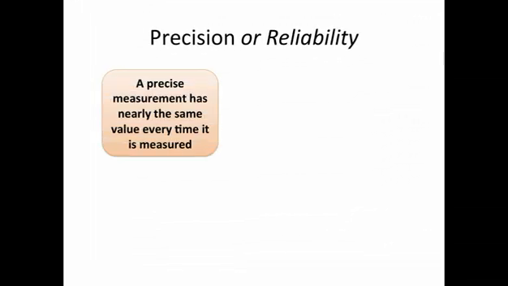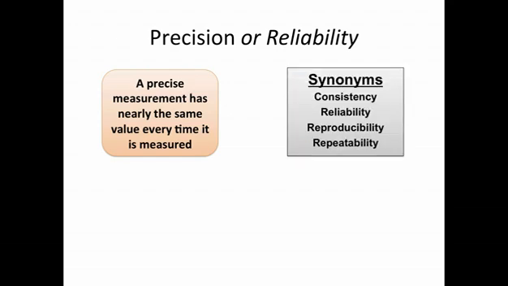Precision is more commonly known as reliability. A precise measurement has nearly the same value every time it is measured. Precision is also referred to as consistency, reproducibility, and repeatability.